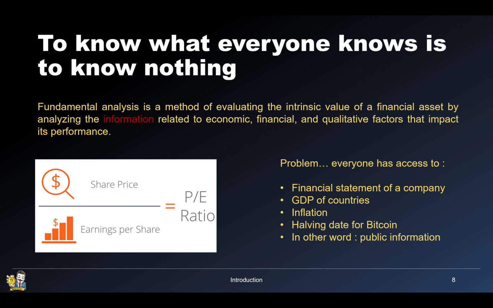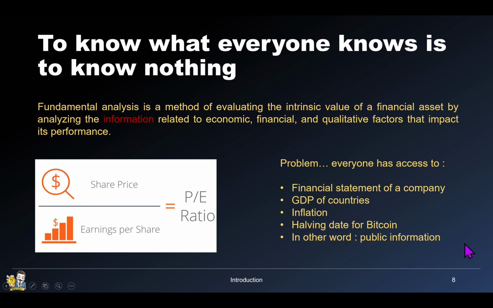For example, everyone has access to the financial statements of a company, GDP of countries, inflation data, the halving date for Bitcoin, in other words, public information. To know what everyone knows is to know nothing. You don't have an edge on the information by knowing that.